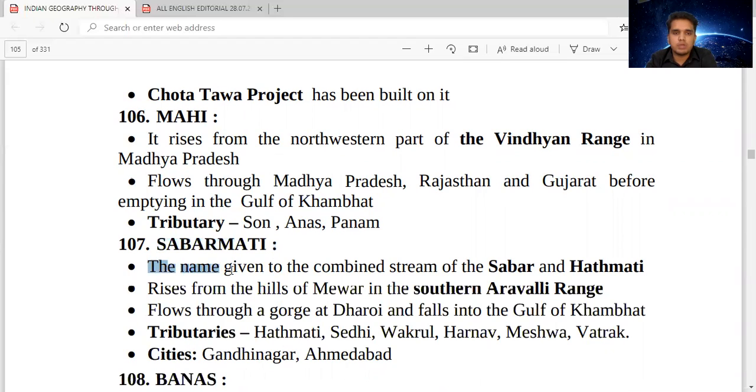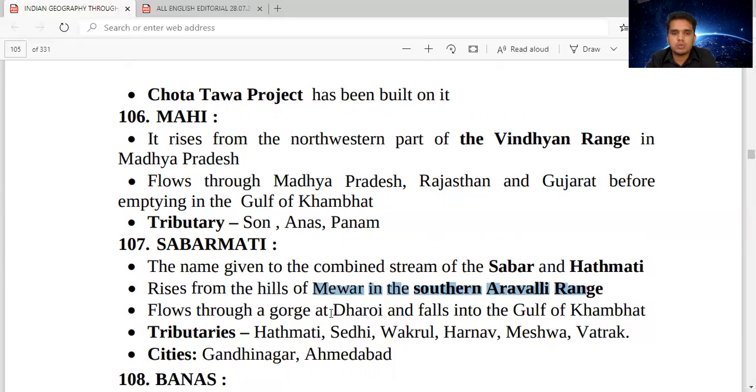The name given to the combined stream of Sabar and Hathmati. Sabar plus Hathmati combined are known as Sabarmati: Sabar word of this and Mati word of this. Sabarmati rises from the hills of Mewar in the southern Aravalli range. Mewar was home to the Rajputs, who were mostly in Rajasthan. That's why it rises from the hills of the southern Aravalli range.